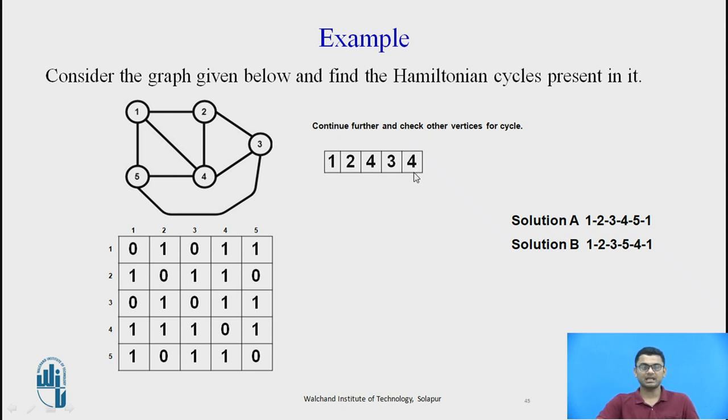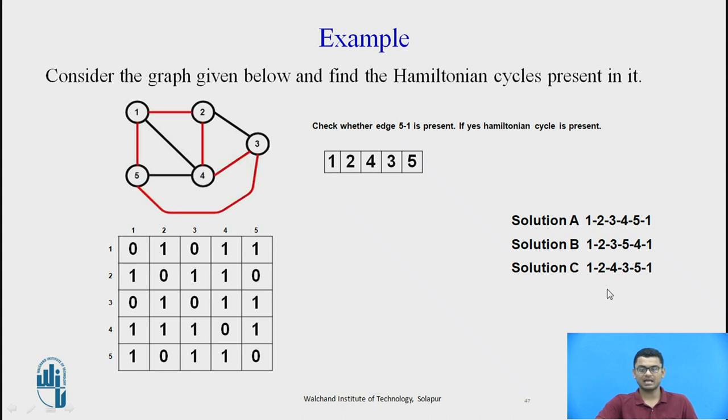And now we see whether there is an edge from 3 to 5. Since there is an edge from 3 to 5, we traverse from 3 to 5 and check whether 5 connects us back to the starting vertex 1. Since we have seen in the previous solution that 5 to 1 is valid, we come to our third solution, that is a cycle from 1 to 2, 2 to 4, 4 to 3, 3 to 5, and back from 5 to 1. Of course, there are many other solutions also, but we will stop here, and we have come to three solutions by using the backtracking approach.